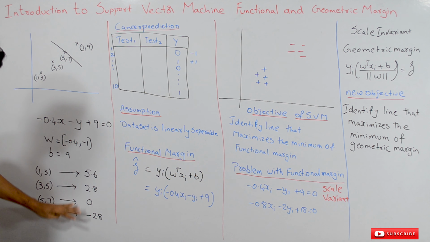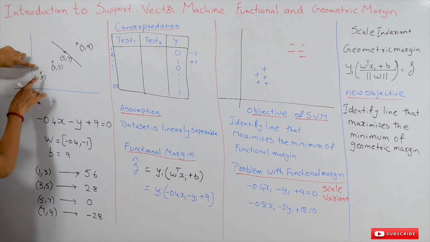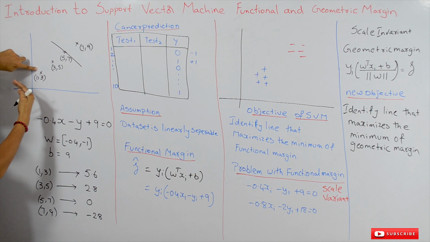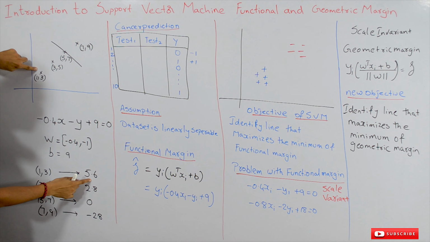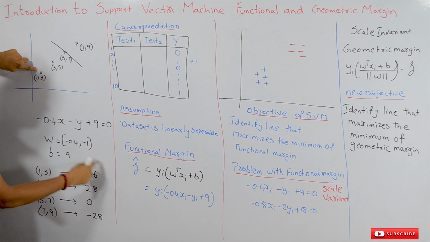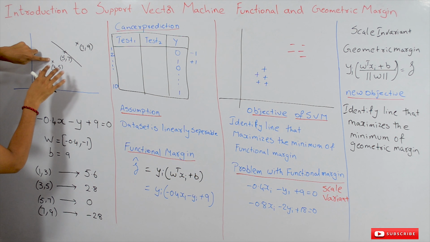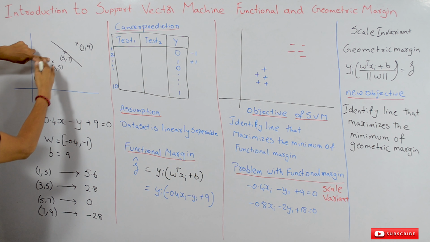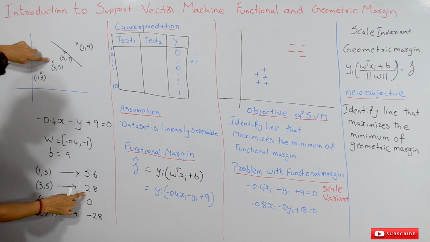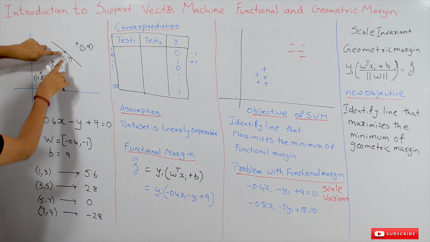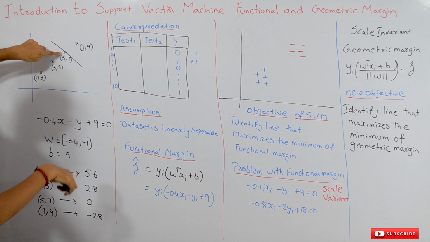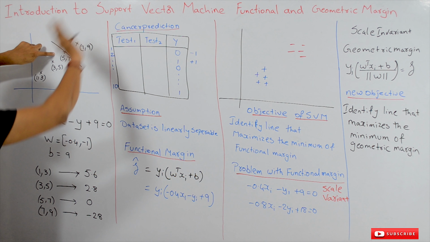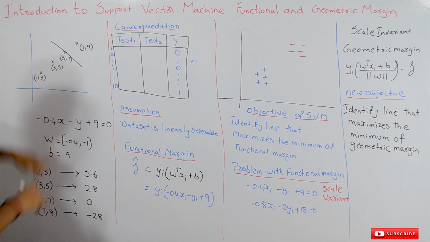What we understand from these values is that the point 1 comma 3 is away from the line. If the point is away from the line, the value is larger. The point 3 comma 5 is nearer to the line, so we got a value of 2.8. The point 5 comma 7 is on the line, so we got 0, and 7 comma 9 is a point on the other side of the line, so we got a negative value.